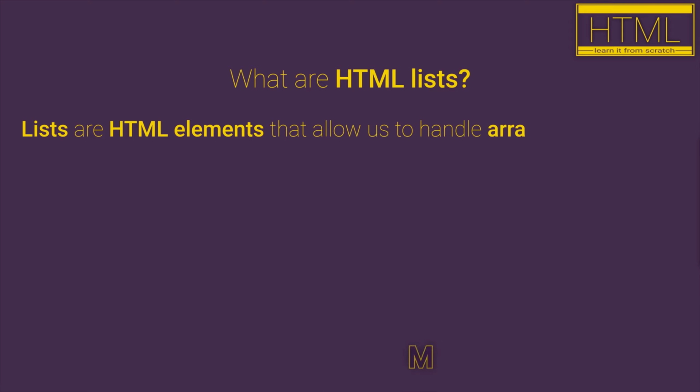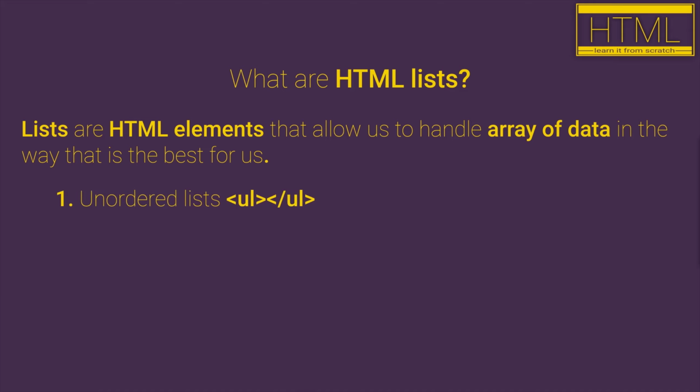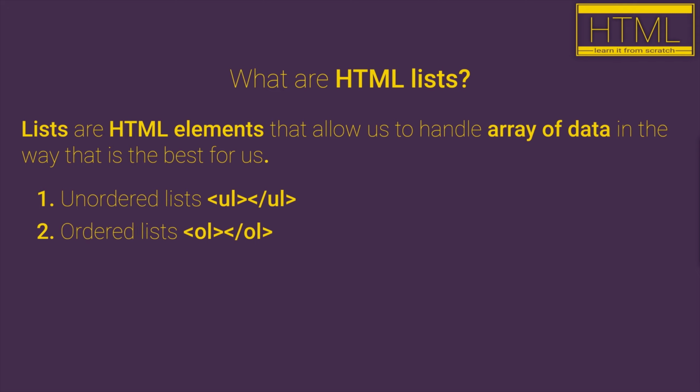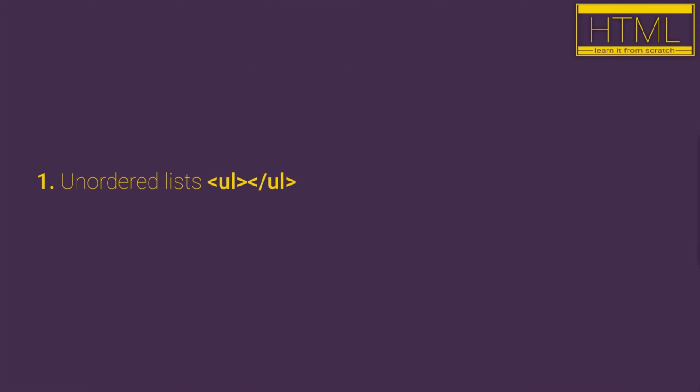Lists are HTML elements that allow us to handle arrays of data in the way that is best for us. There are three different types of lists in HTML. There are unordered lists, ordered lists, and description lists. So what are unordered lists?